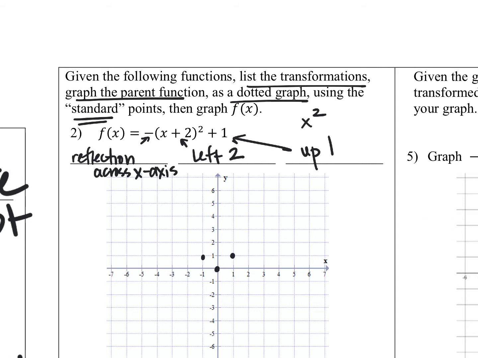So there is our parent function. And so we're going to take all of those points, move them left 2, up 1, and it's reflected. If we're kind of following order of operations, we could think about, okay, let's move it left 2, and then we're going to flip it downward. So our points are kind of going downward now. But then it also says move up 1. So moving those points up 1 space would actually put us right there.